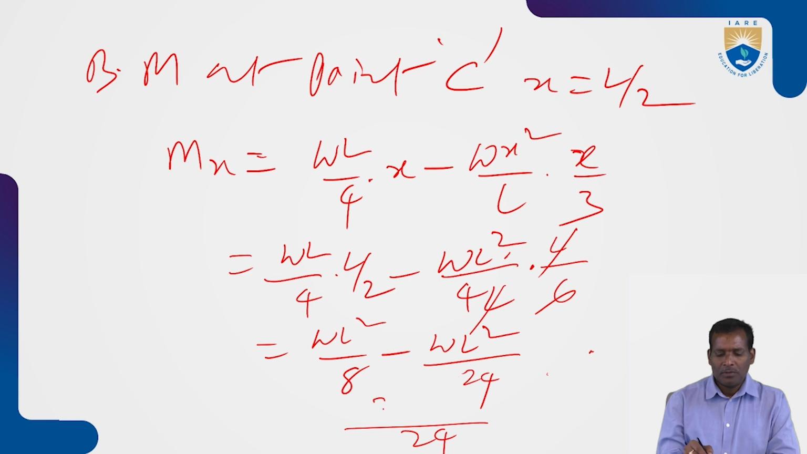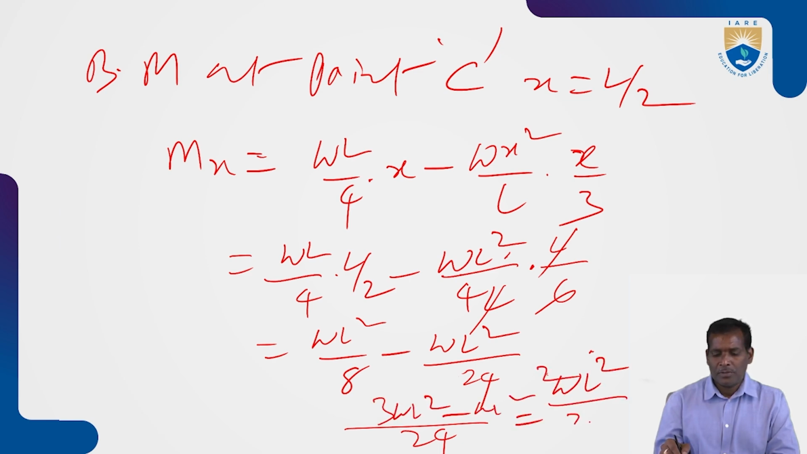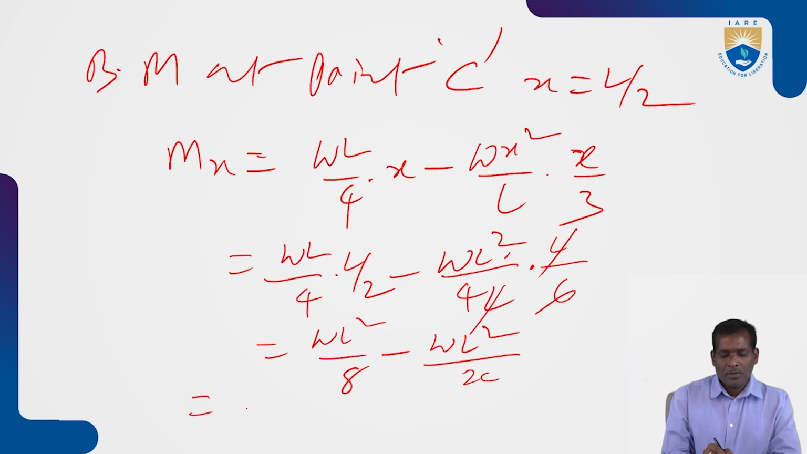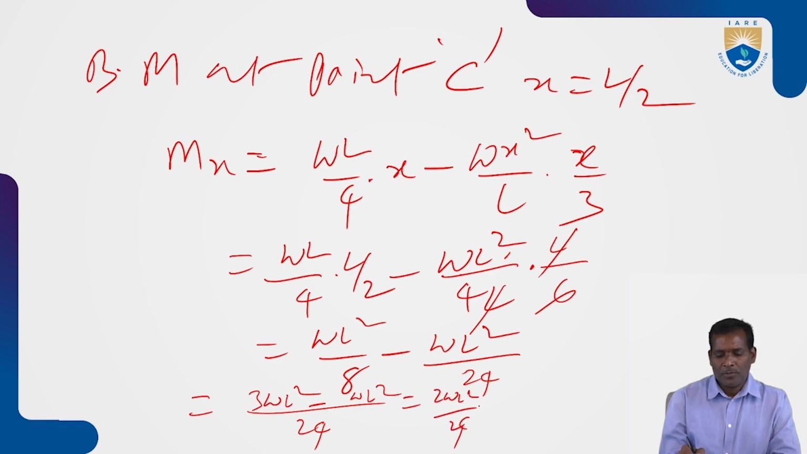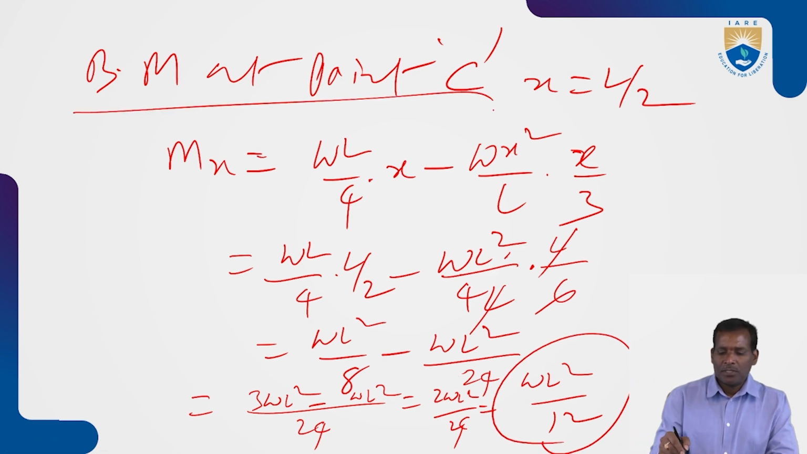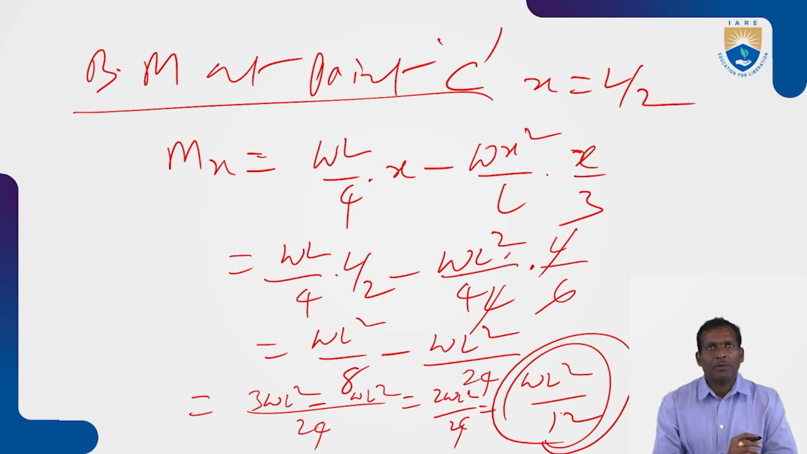So take the LCM. The LCM is 24, so we get 3WL square minus WL square by 24. So you will get finally WL square by 12. This is the bending moment at point C. This is a positive bending moment, and the maximum bending moment will occur at C.